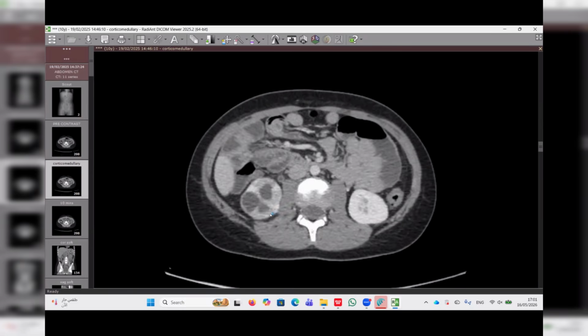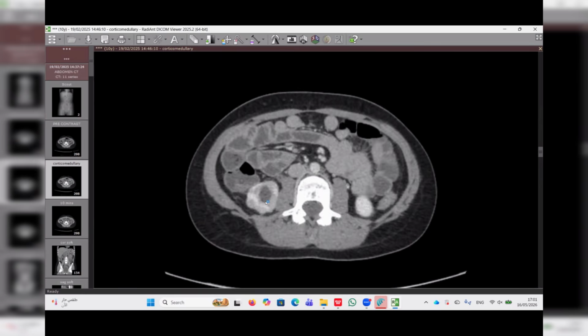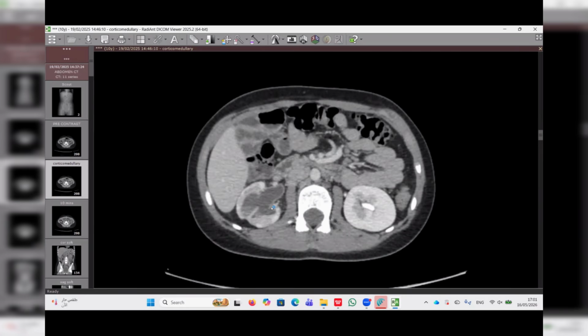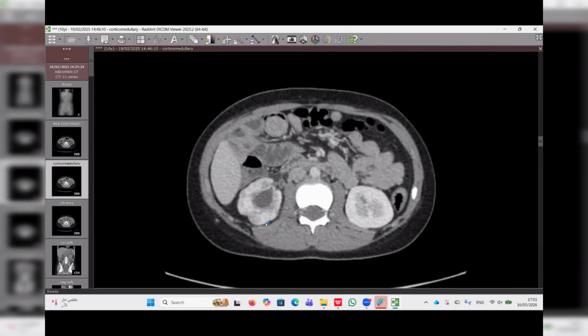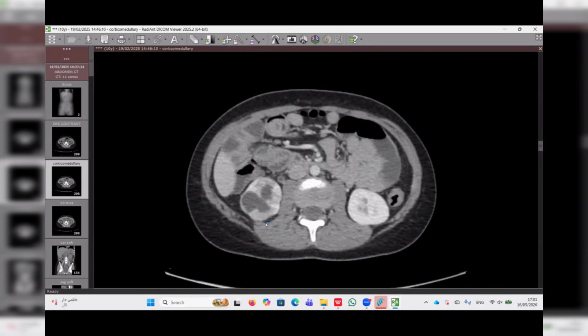As I was going down, maybe here, I'm not sure. I would like to see the coronal sections also. I think this is hydronephrosis with pyelonephritis. Some levels are also seen. Yeah, but we have a renal abscess. Can you localize this renal abscess? Okay.